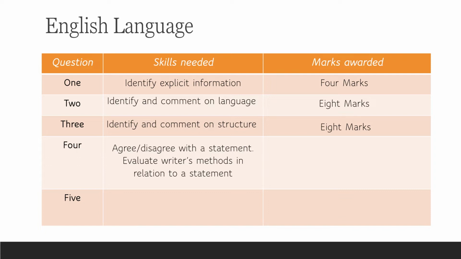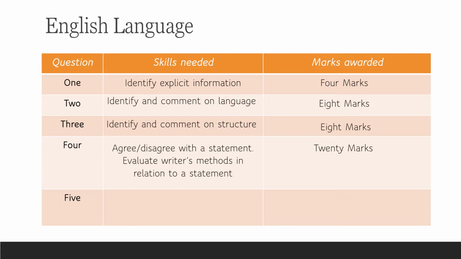When you're evaluating the writer's methods, you're thinking about both language and structure, and you are trying to make a critical view on how it's been used in the extract. Question 4 is worth 20 marks. If you add up the scores on the right hand side, question 1 is worth 4 marks, question 2 is worth 8 marks, question 3 is worth 8 marks, and question 4 is worth 20. So we've got 40 marks, and this will all be on section A.